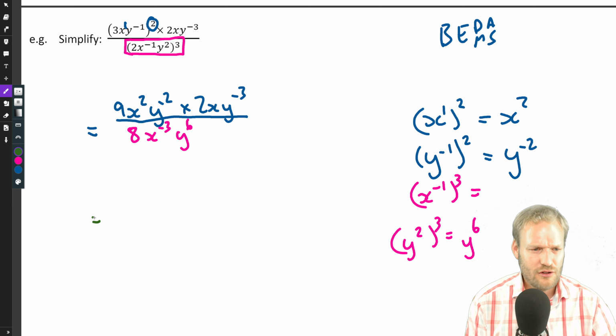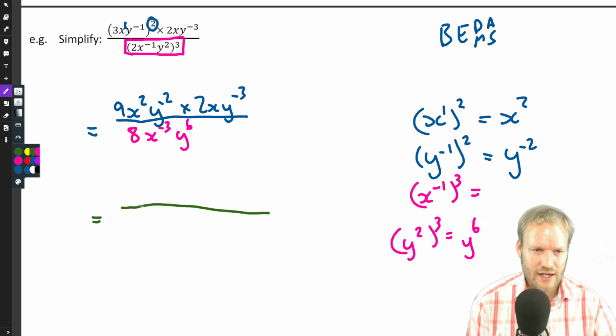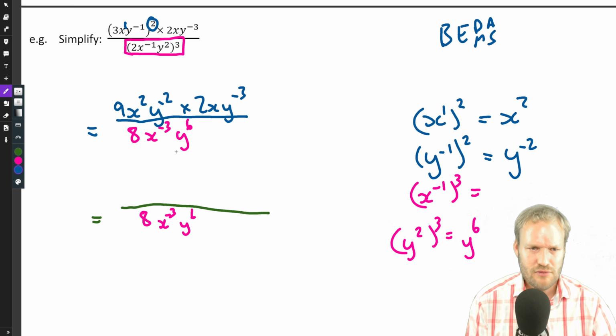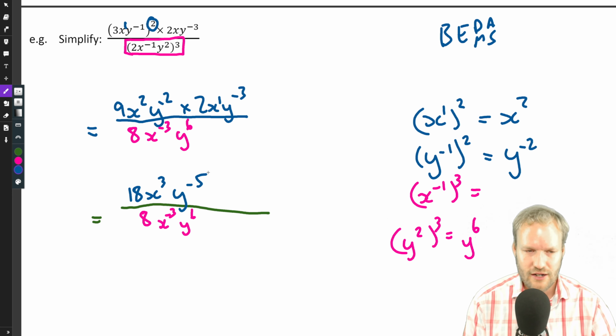I'm going to go for kind of a safety approach here and just do one thing at a time. So I'm going to simplify the numerator. So I'm going to leave the denominator as it is. I don't want to tackle that yet. Minus 3, y to the 6. And in our numerator, I'm going to go 9 times 2, 18. X squared times x to the 1, well, that's x to the 3. Y to the minus 2 times y to the minus 3, well, that's just y to the minus 5.